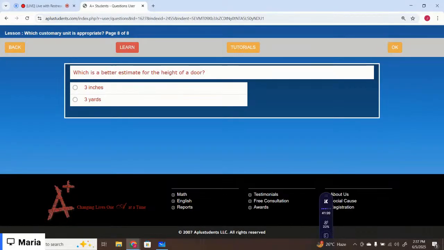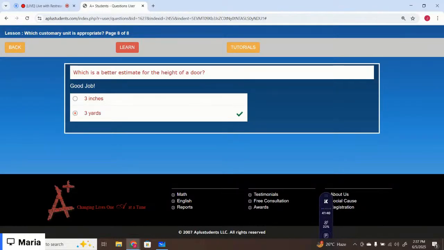Which is the better estimate for the height of a door? The height of the door would be 3 yards, not 3 inches. 3 inches is too little.